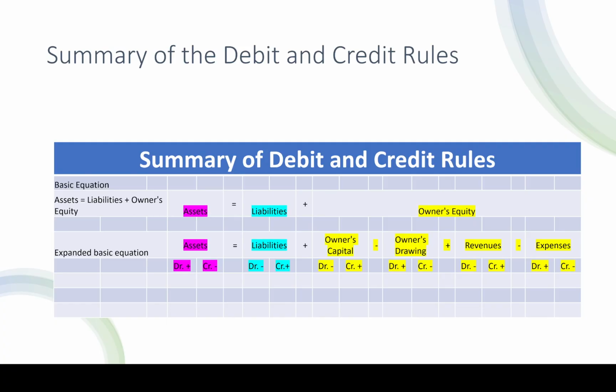But as a good hint, whatever increases for assets, it decreases for liabilities. Let's say if debit increases assets, it decreases liabilities. You see here, debit increases for assets, but debit decreases liabilities. So these are the rules that have to be learned.